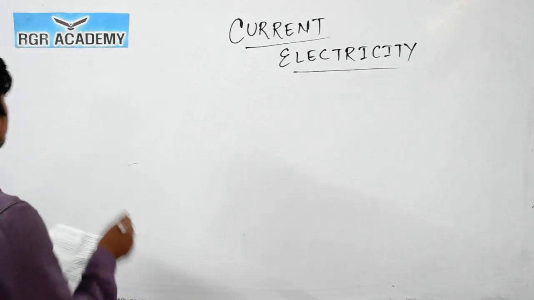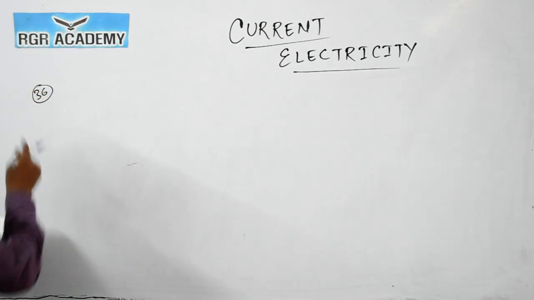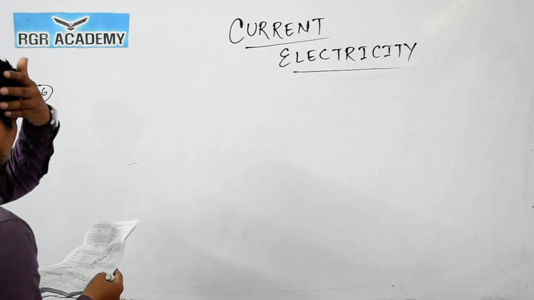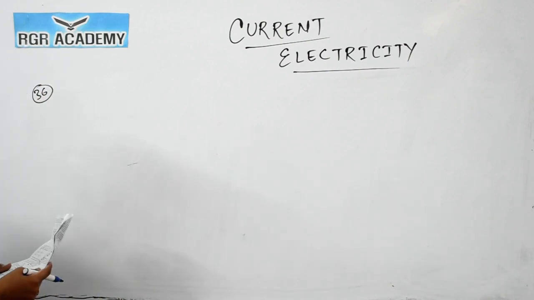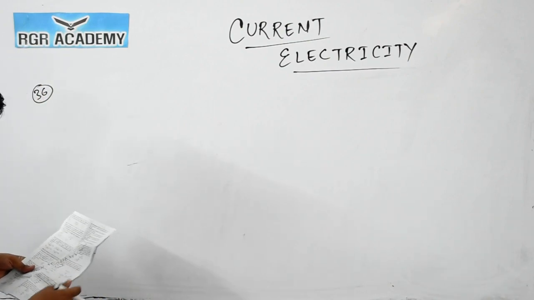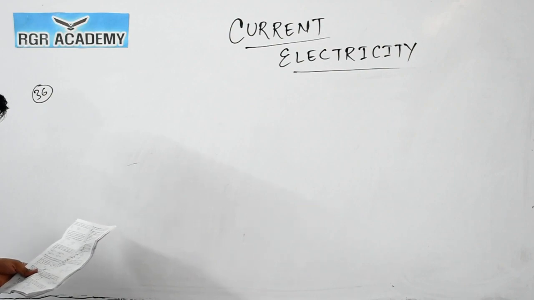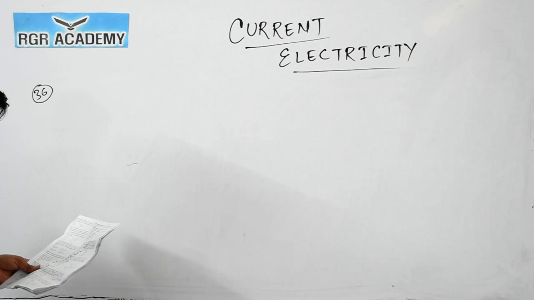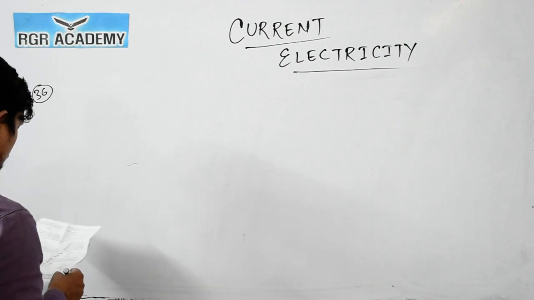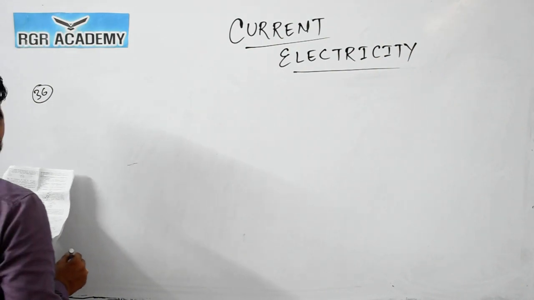So question number 36 is: a copper wire of length 1 meter and radius 1 millimeter is joined in series with an iron wire of length 2 meter and radius 3 millimeter, and the current is passed through the wires. The ratio of current density in the copper and the iron wire is? So we know that current density.